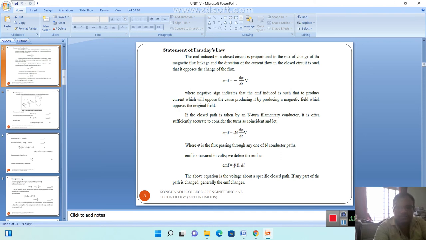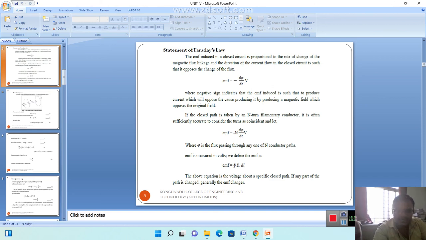We define EMF as, as I already told, the EMF induced in a closed circuit is proportional to the rate of change of flux. So here it is written as the closed loop integral of E dot dl. The above equation gives the voltage about the specific closed path. If any part of the path is changed, generally the EMF changes. So once again, EMF is equal to minus dΦ divided by dt, in volts, because the unit is volt. Why is it a negative sign? Because the closed circuit is such that it opposes the change of the flux. That's why we put a minus symbol.